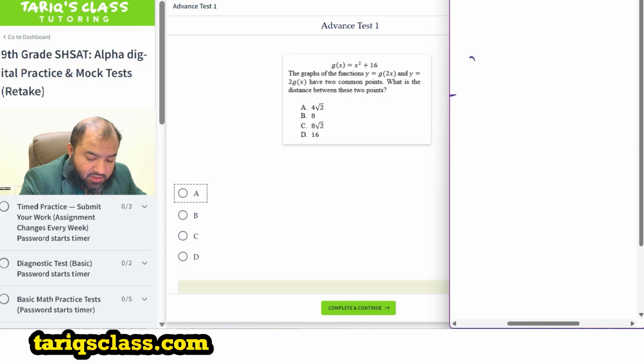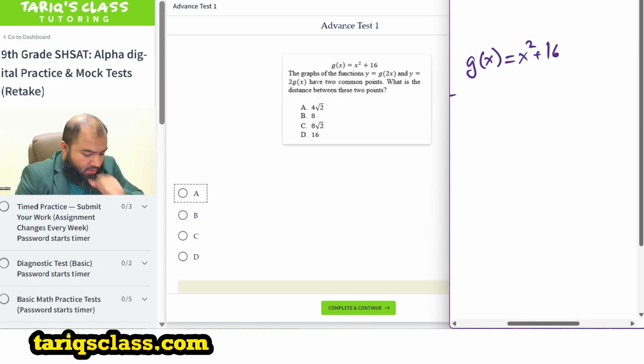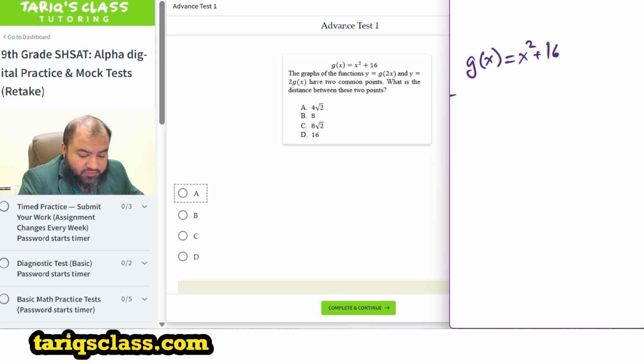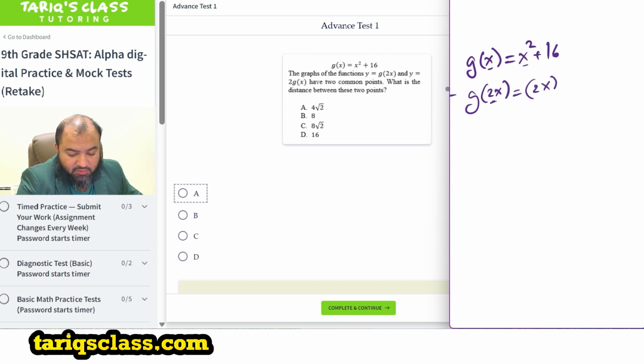So we have g of x equal to x squared plus 16. It says y equal to g of 2x. So what is g of 2x? It means we're just going to replace the x with 2x. So I have here x, so I'm going to replace it with 2x. Let's see how it comes out. 2 squared is 4x squared plus 16. Okay, that's g of 2x.